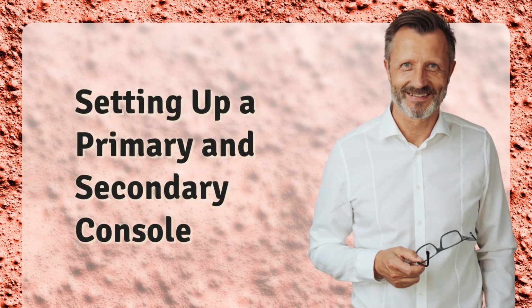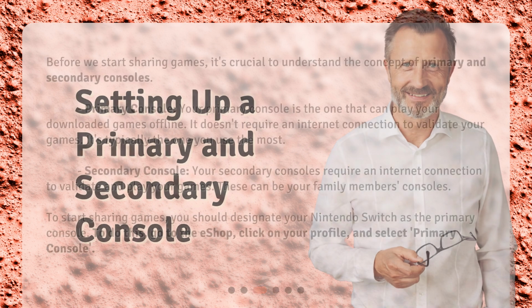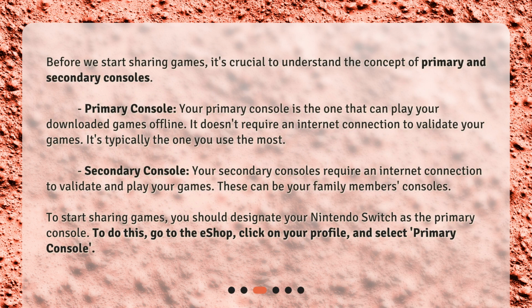Setting up a primary and secondary console. Before we start sharing games, it's crucial to understand the concept of primary and secondary consoles. Primary console. Your primary console is the one that can play your downloaded games offline. It doesn't require an internet connection to validate your games. It's typically the one you use the most. Secondary console. Your secondary consoles require an internet connection to validate and play your games. These can be your family members' consoles.